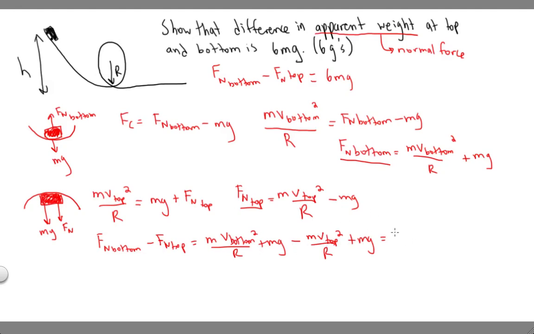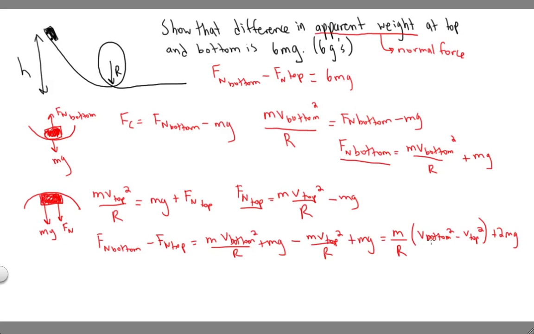So what we're actually going to have here is m over r times v bottom squared minus v top squared plus 2mg. All I did here was distribute out an m over r. You see we have an m over r here, an m over r there. I just distributed it out and made it an expression that we could work with.